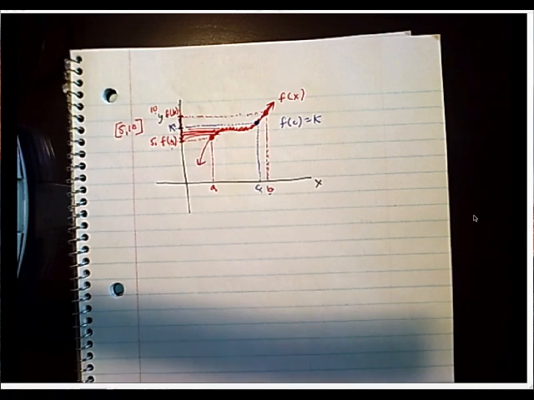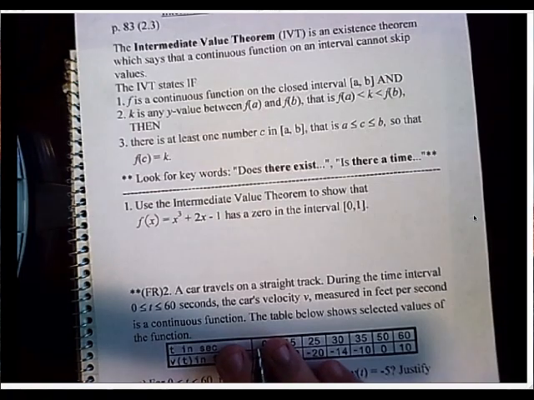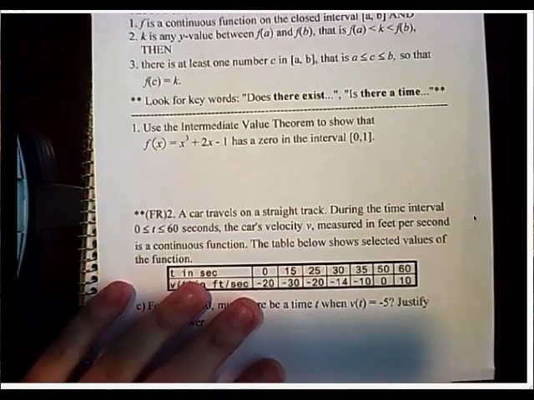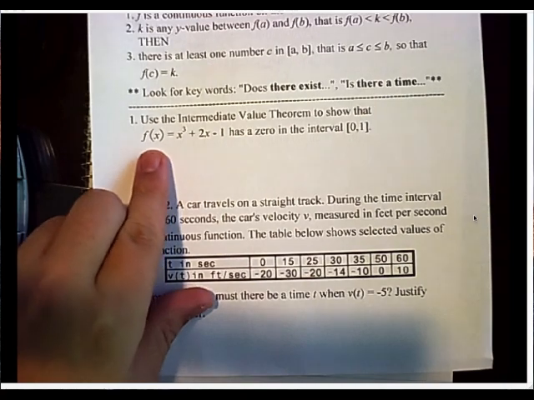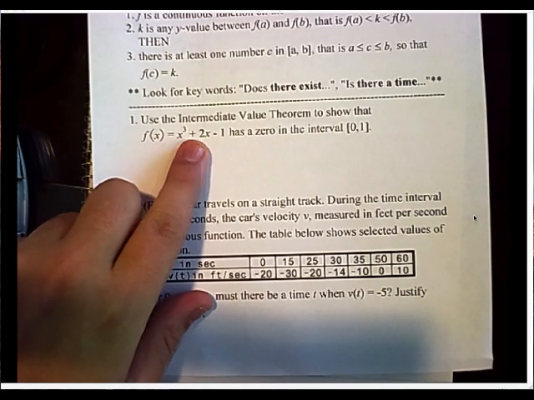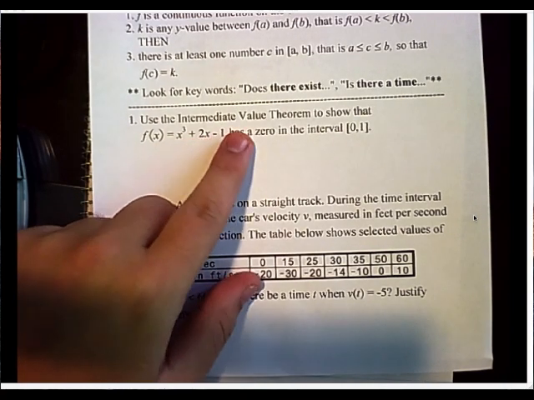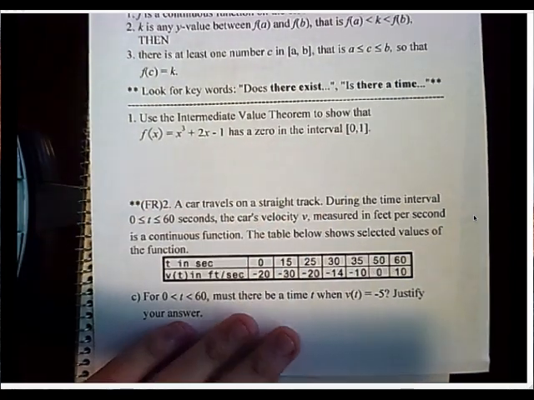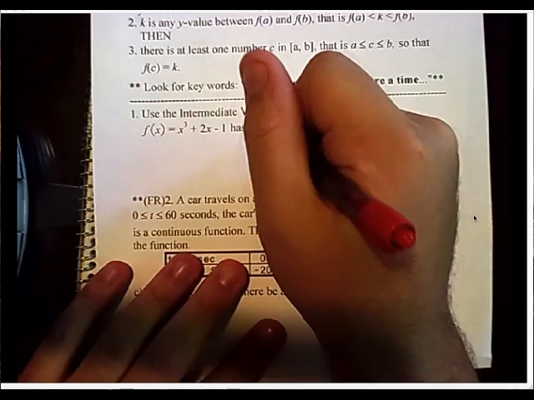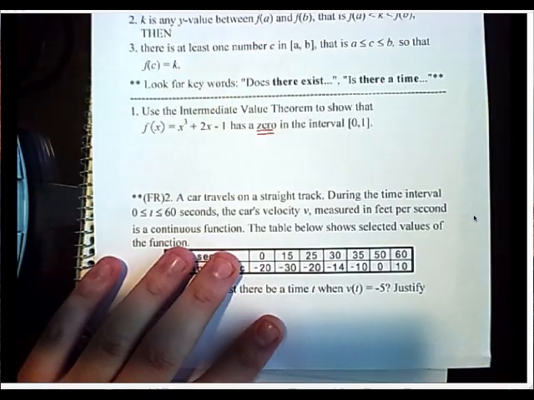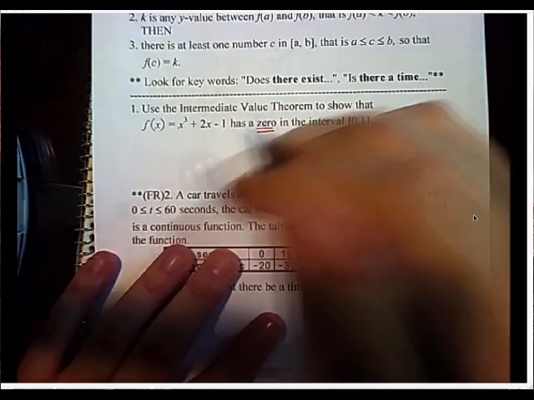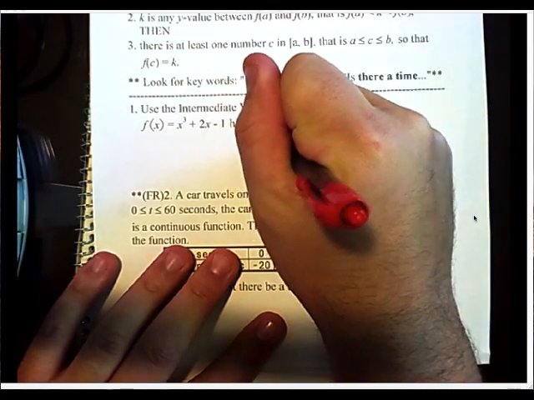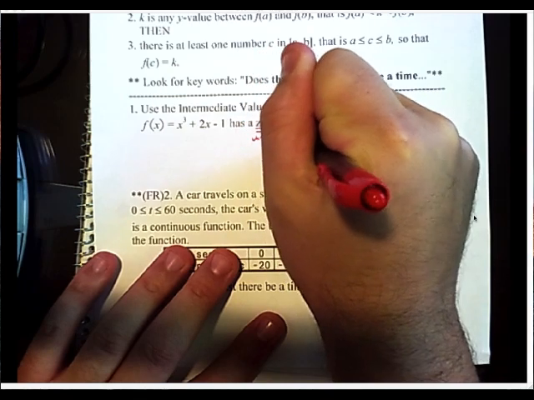So let's look at some of these problems. It says use the intermediate value theorem to show that f of x equals x cubed plus 2x minus 1 has a 0 in the interval 0 to 1. Well, what are they talking about? And what is a 0? A 0 is where it crosses the x-axis.